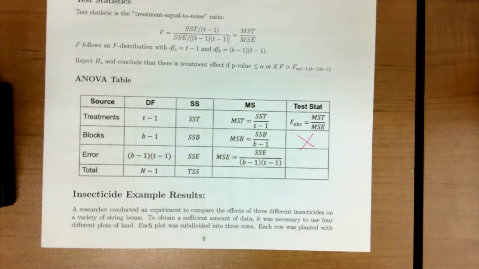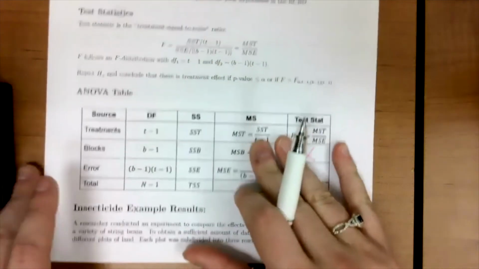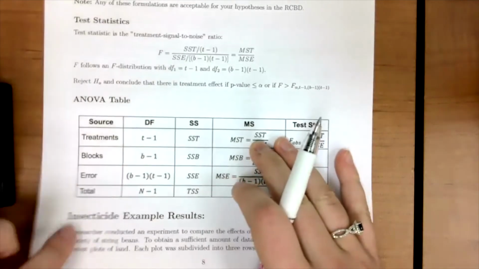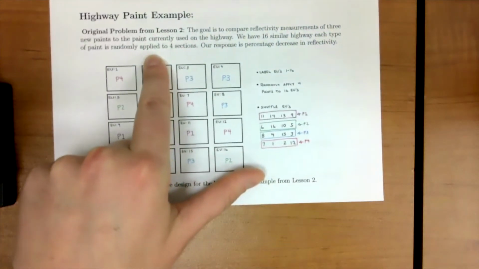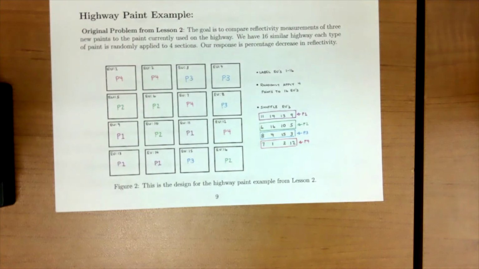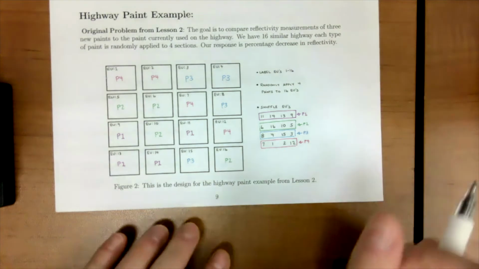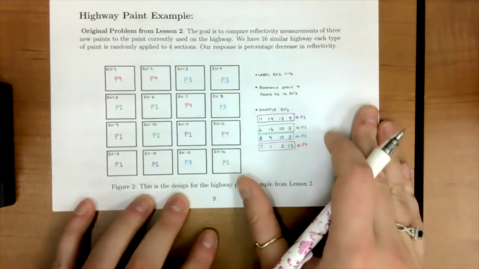Now, to help us get a better understanding of it, let's go to some examples. In your notes, I noticed that I put insecticide first, but quickly I want to do the highway paint example first, so we're just going to flip. And then we'll come back to insecticide. The reason I want to bring this one up first is because we talked about it in lesson 2, and I want to show the difference between a completely randomized design and a randomized complete block design. And then we'll get back to the insecticides.